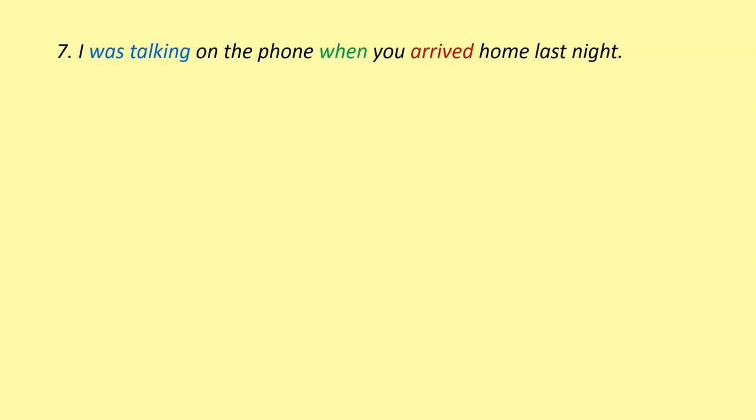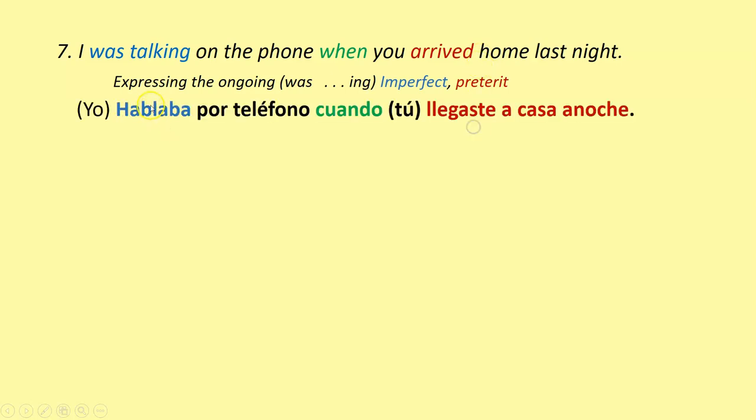Número 7. I was talking on the phone when you arrived home last night. I was talking. This is expressing an ongoing action with the verb was and a second verb that ends in -ing. So this is going to be in the imperfect. This word when is telling you that one of these verbs should be in the preterite. Since this is already in the imperfect, this is the one that is in the preterite. Yo hablaba por teléfono cuando tú llegaste a casa anoche.